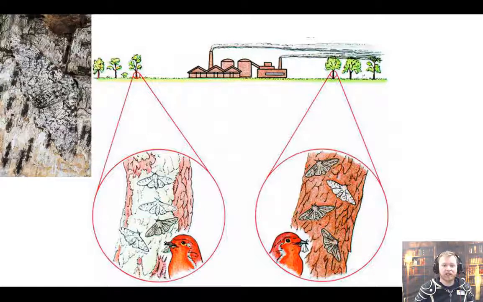But every once in a while, there's a dark variation for the peppered moths. And as you can see here on the picture, the birds can see these dark variations a lot better than they can the peppered variation. So the dark variation gets picked off.